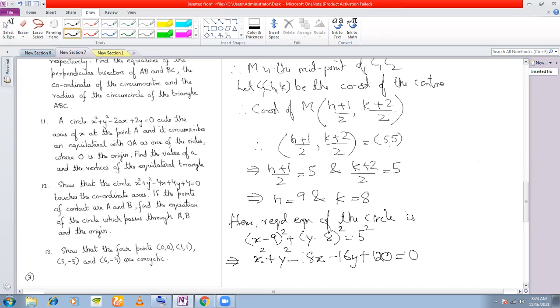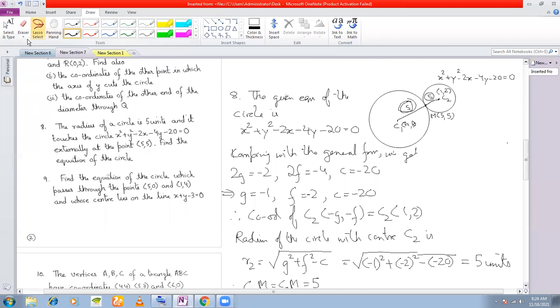So this was an easy problem. Now my question to you: suppose, instead of getting the radius as 5, we had got the radius of this, this is your C2 here, as 3 units. Now tell me, how would we have found out the coordinates of C1?